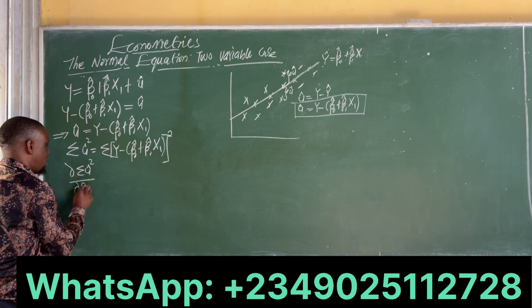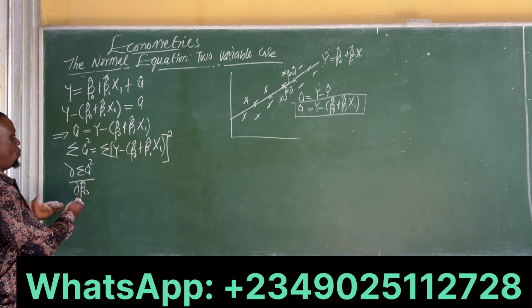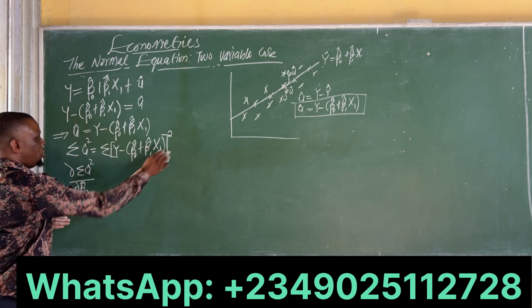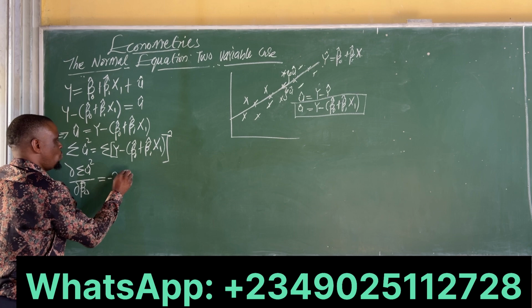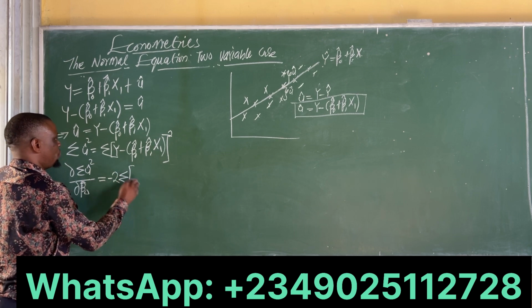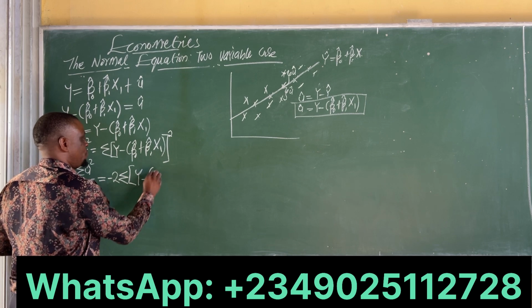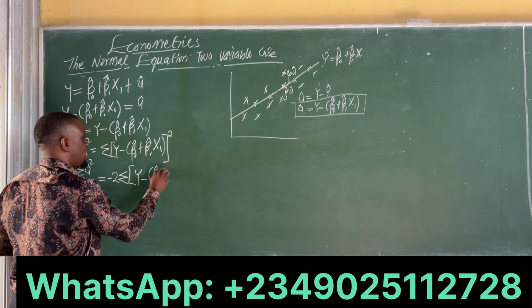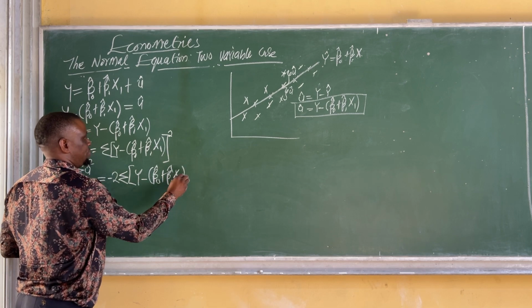with respect to beta hat 0. And when we do that, if we differentiate this, it will give us minus 2 summation of our y minus, we have beta 0 hat plus beta 1 hat x1.